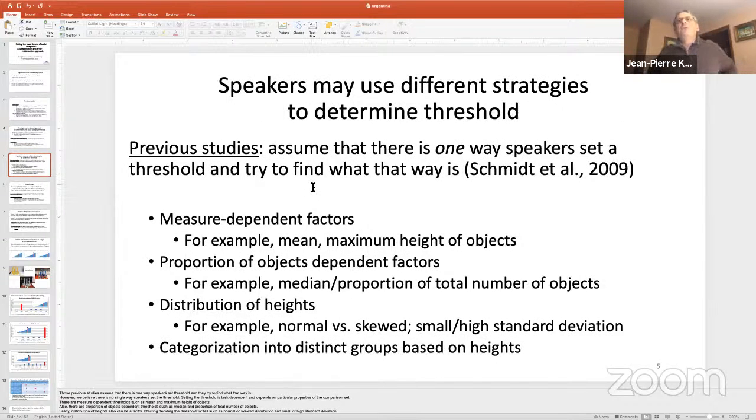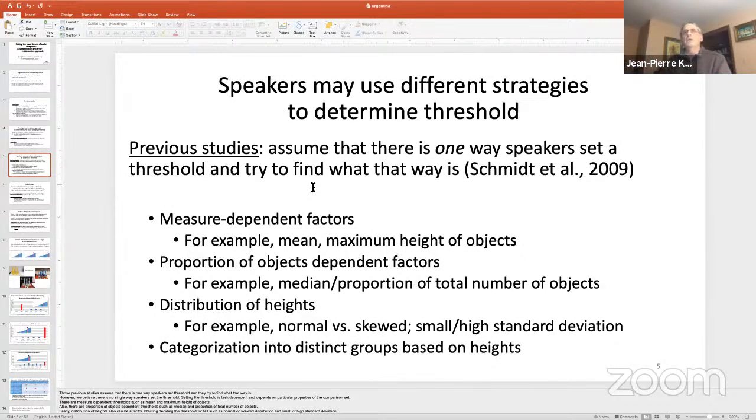Now, many previous studies have assumed that there is one way speakers set a threshold, and then I've tried to find what is the best way, namely given the experimental evidence that we have, what do speakers rely on? Is it the mean? Is it the maximum height of objects? Is it the median? Is it a proportion of the total number of objects? Do they rely on the shape of the distribution of height?